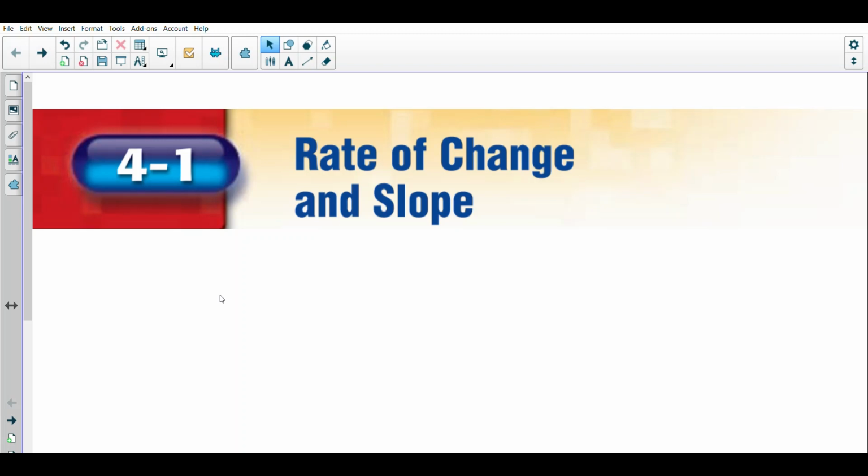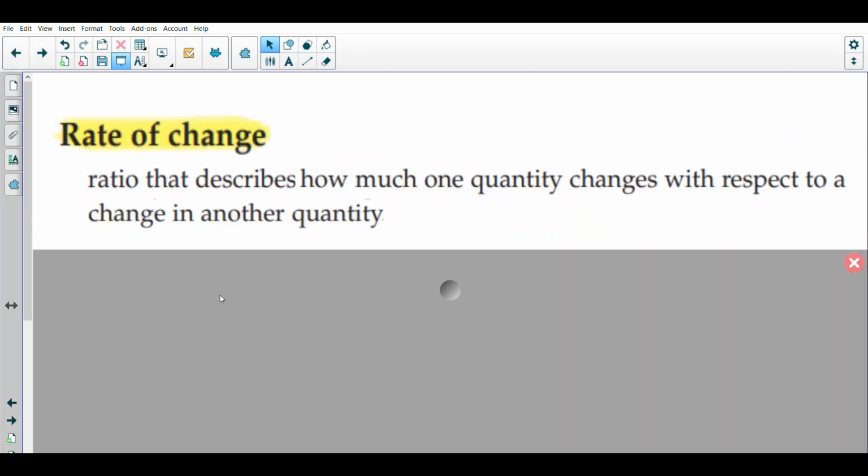Welcome back. Today we're going to start Chapter 4, Section 1, Rate of Change and Slope. Before we get started, we need to define a few things. The first thing is rate of change. A rate of change is just a ratio that describes how much one quantity changes with respect to a change in another quantity. So rate of change can be applied to many things.